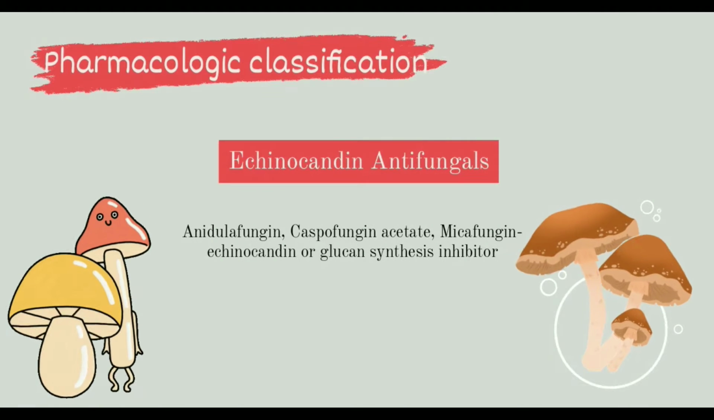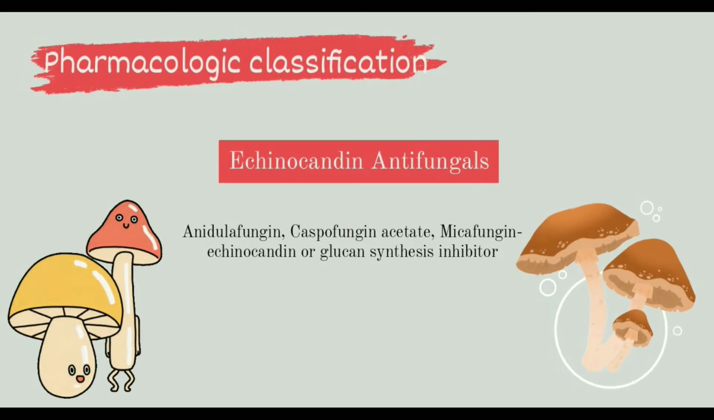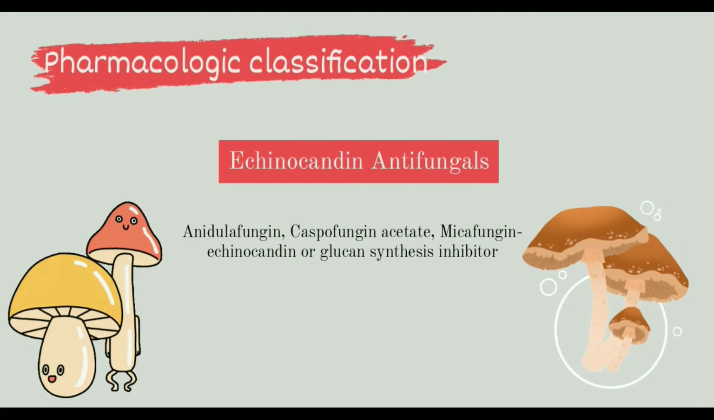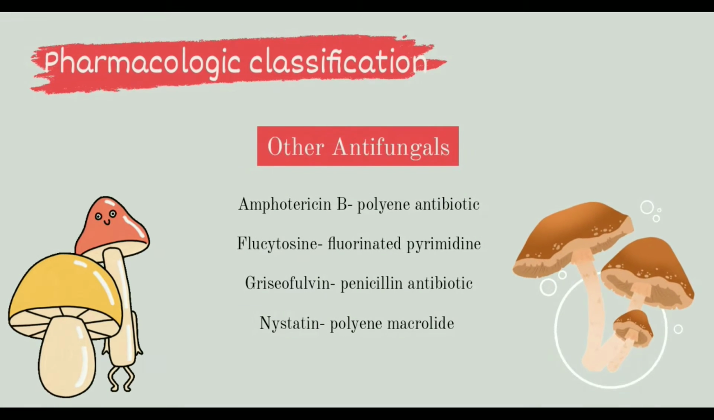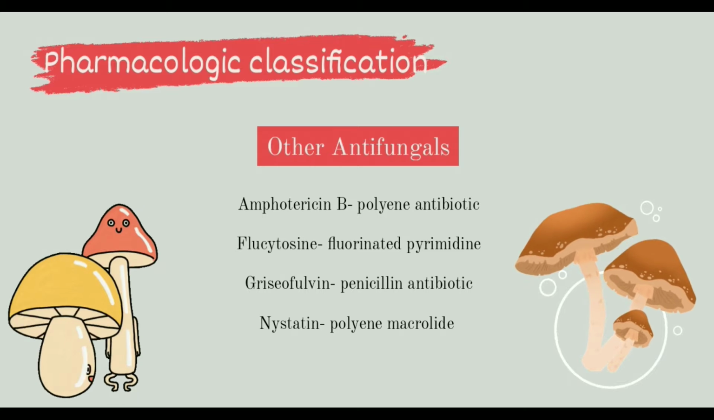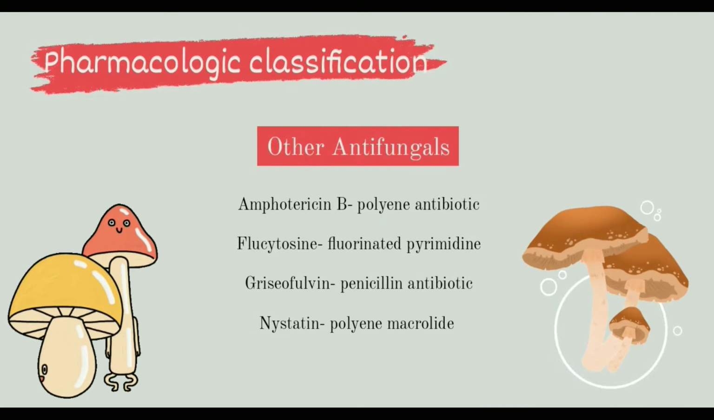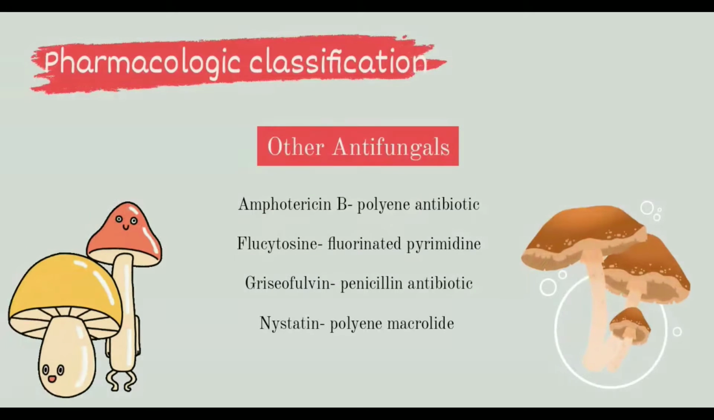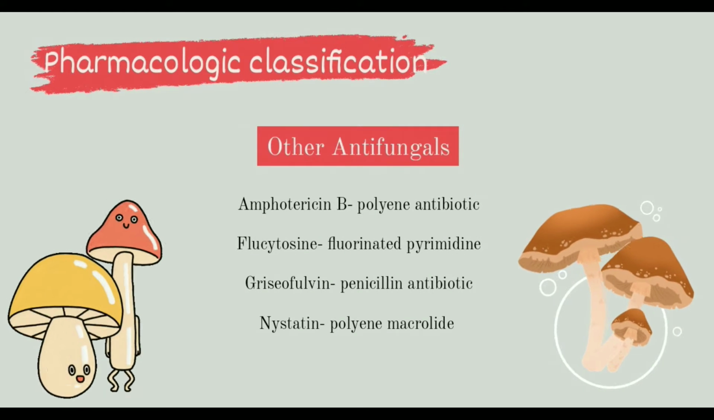The pharmacologic classification of echinocandin antifungals is echinocandin or glucan synthesis inhibitor. While the pharmacologic classification of other antifungals are amphotericin B is polyene antibiotic, flucytosine is fluorinated pyrimidine, griseofulvin is penicillin antibiotic, and nystatin is polyene macrolide.